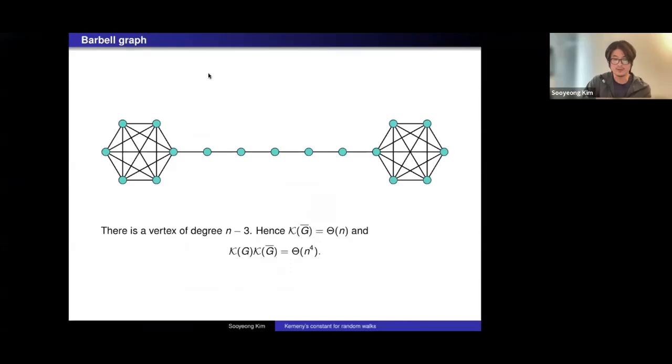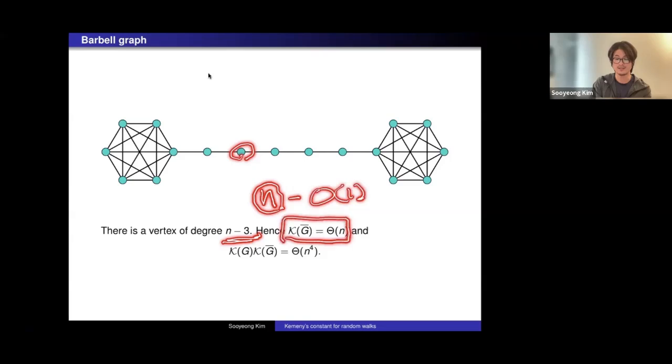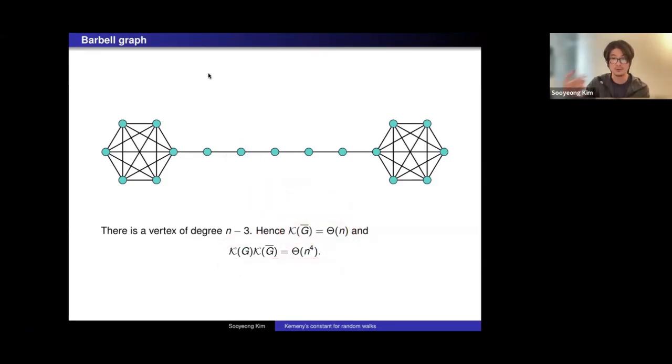So you might be wondering if this is going to be the family attaining the upper bound, n to the power of 5. So when you think about this, this vertex degree is n minus 3. Then the maximum degree is n minus 3, which means n minus big O of 1, right? We have seen that each Kemeny constant is bounded by a constant times n. So it follows that the product is going to be n to the power of 4. So this is not what we want, actually.